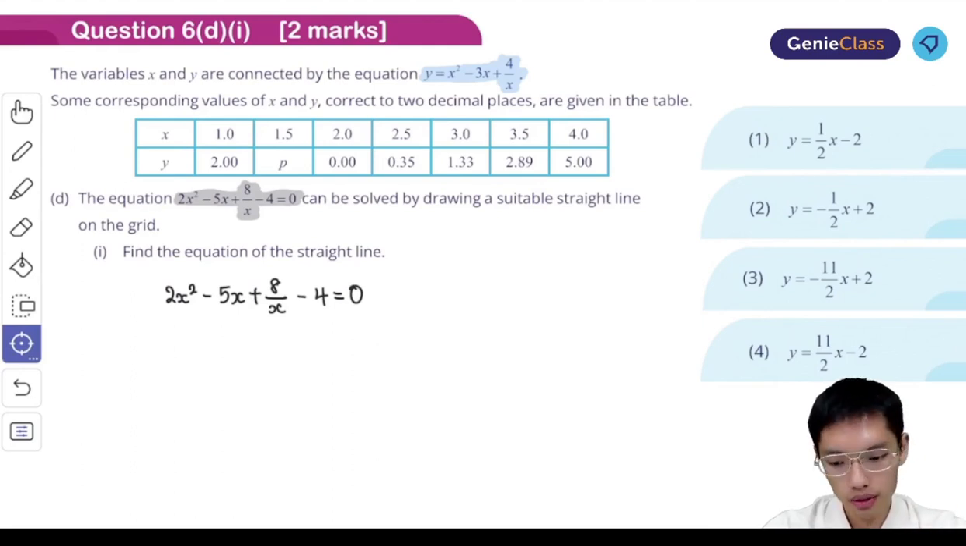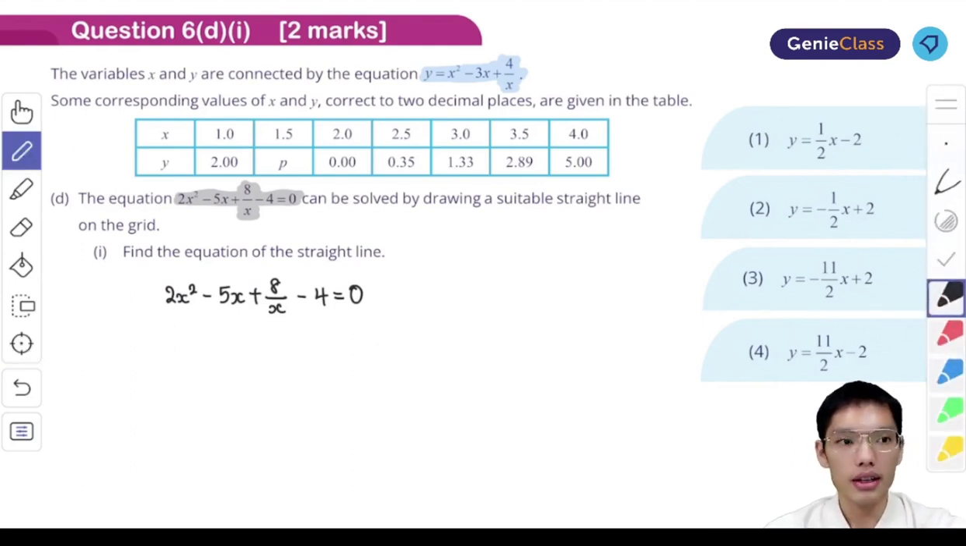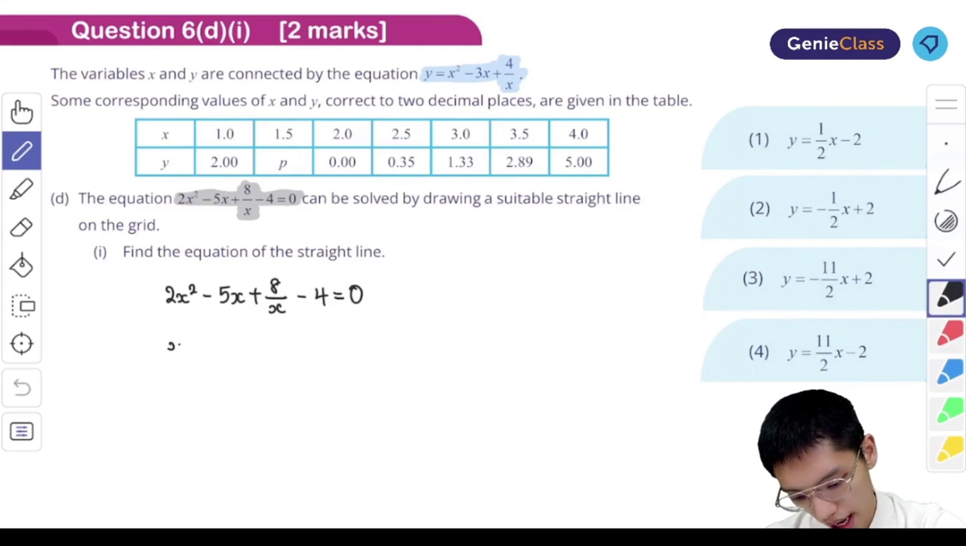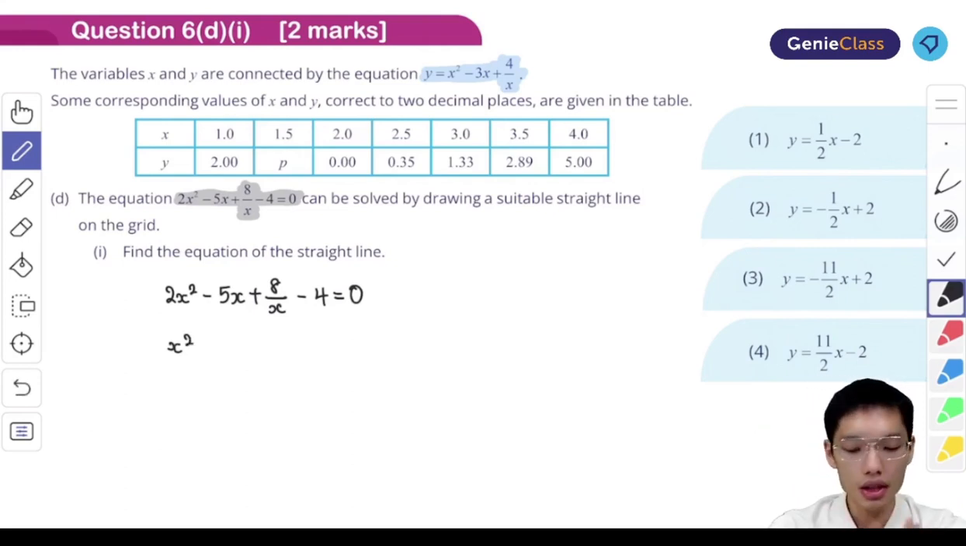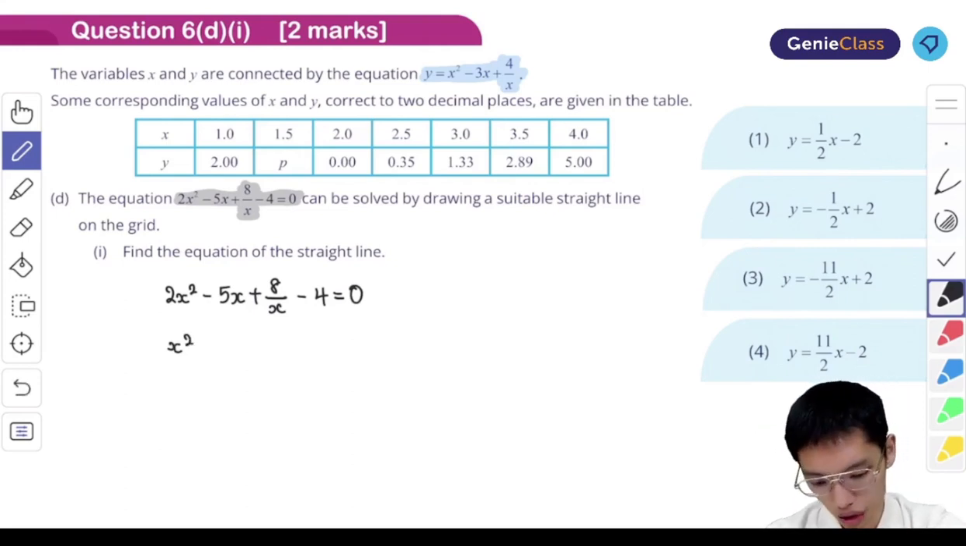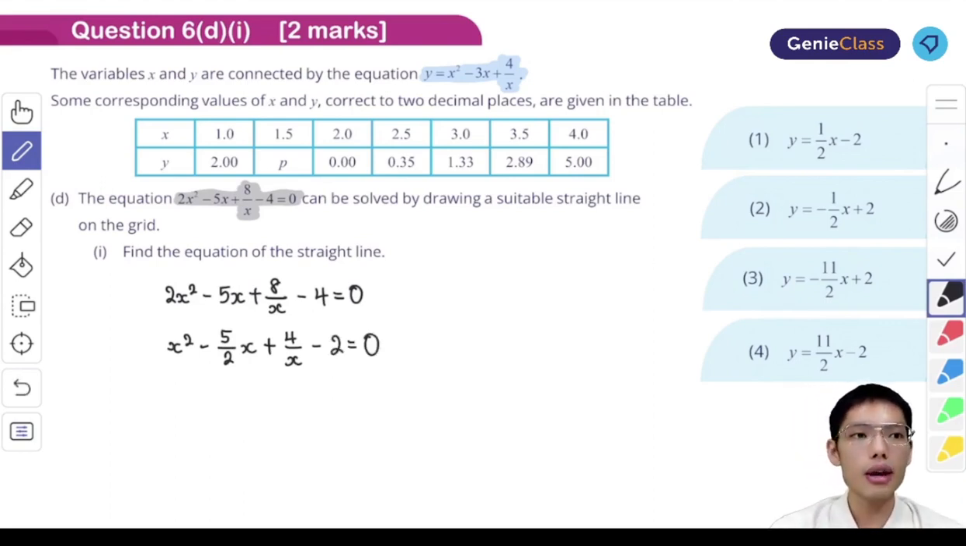Over here, the best thing we can do is just divide by 2. You realize by doing this first, the shifting is correct, and we are assured that I have my x squared, I have my 4x, 4 over x, minus, in this case, 2. Take note, there's a minus 2 over here. Now, that's where we can use the technique of shifting over here.